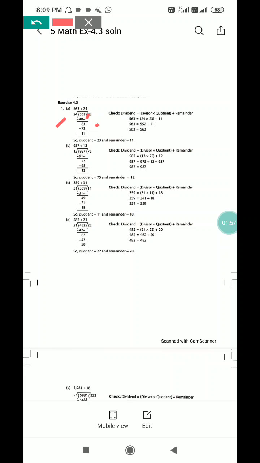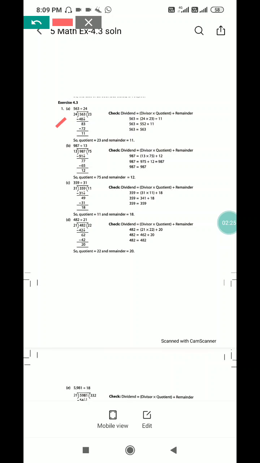So 24 3s are 72, and the last number is 11, which is less than 24. That would be remainder. So the quotient is 23 and the remainder is 11. Sorry, here we have done 24 2s are 48 and 24 3s are 72. Now we have to check the answer.